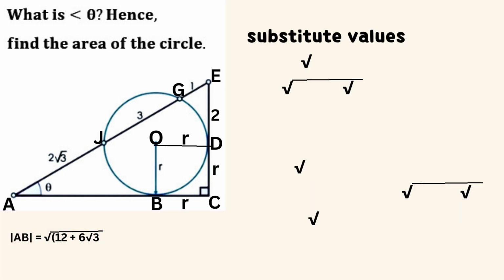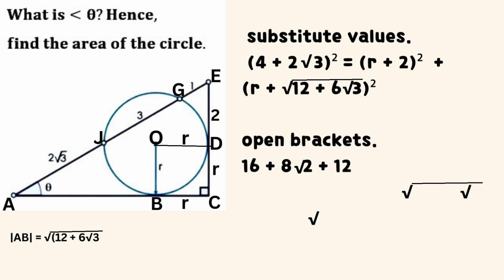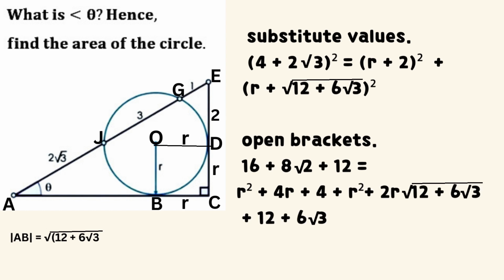Substitute values. Hence, the square of the sum of 4 and 2 times the square root of 3 equals the sum of the square of R plus 2 and the square of R plus the square root of 12 plus 6 times the square root of 3. Open brackets, and we obtain a new equation as shown on the screen.